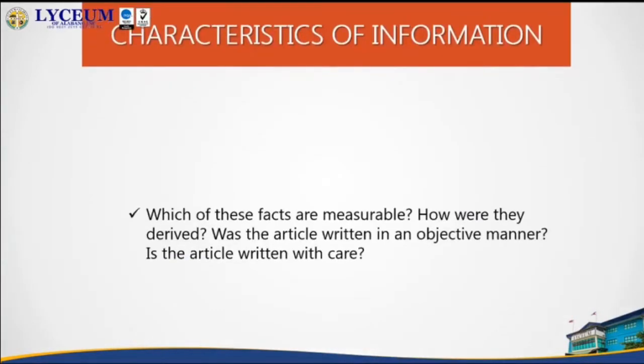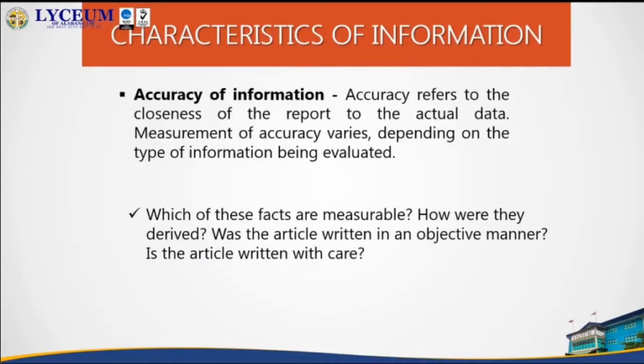Next, we have here the accuracy of information. Accuracy refers to the closeness of the report to the actual data. Measurement of accuracy varies depending on the type of information being evaluated. Forecasts are said to be accurate if the report is similar to the actual data. Financial information is considered accurate if the values are correct, properly classified, and presented.